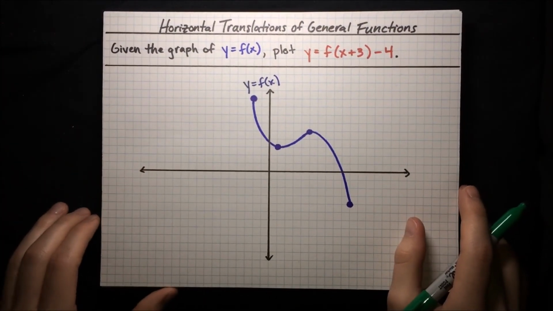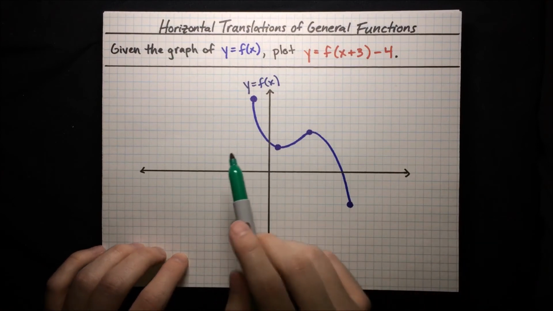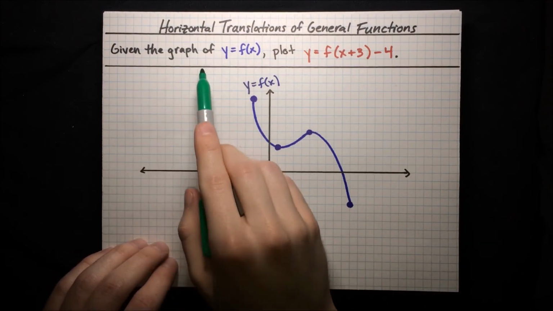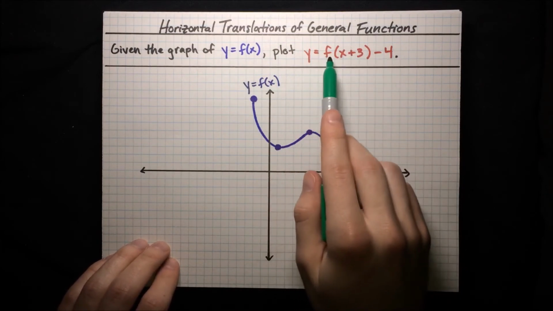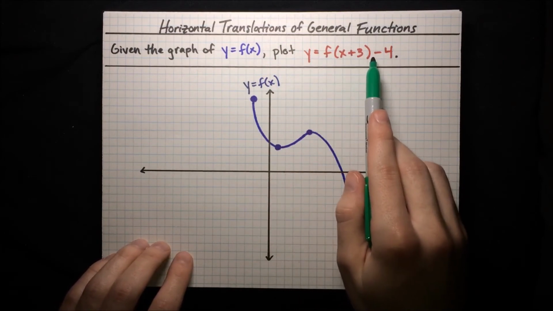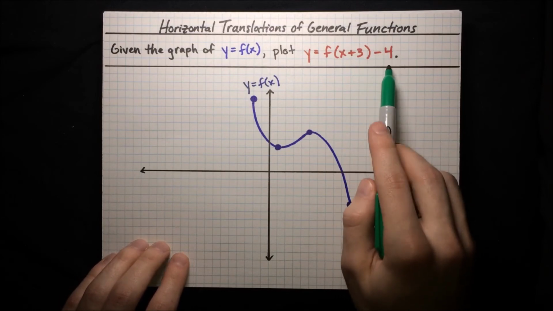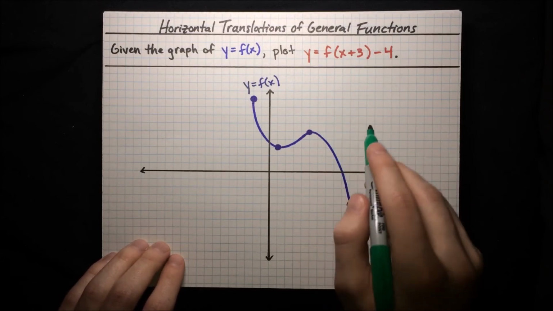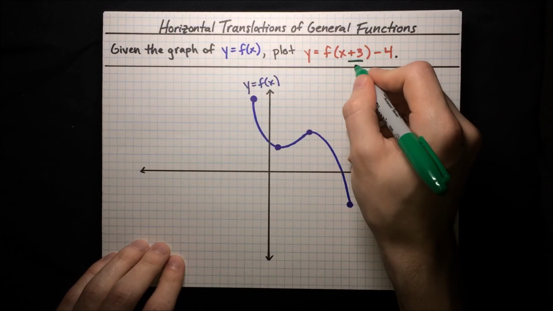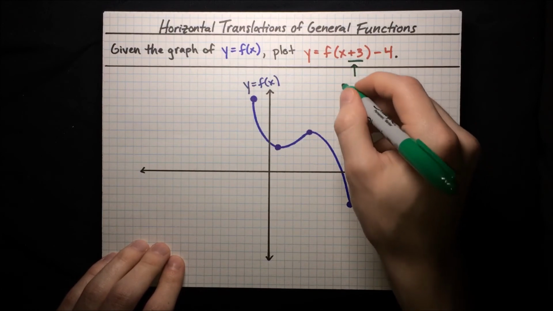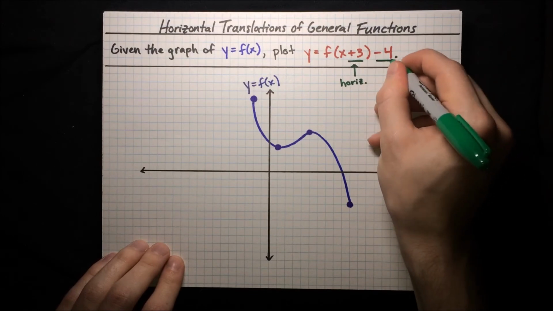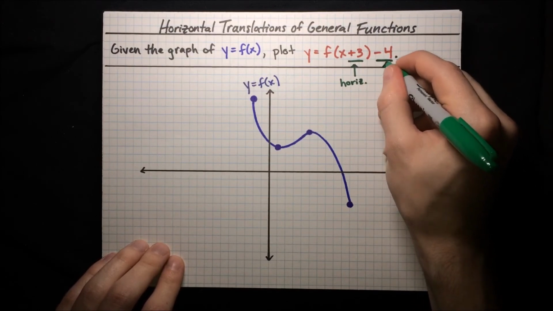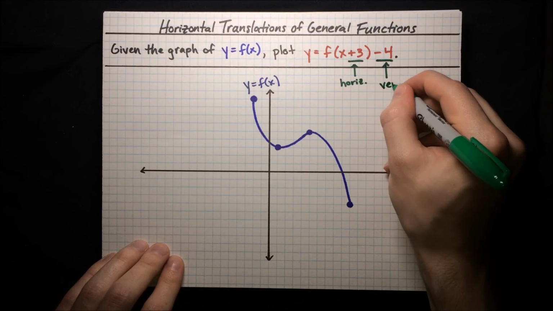Alright, so now that we know how horizontal translations work at a high level, let's use this graph of y equals f of x to plot this translated graph, y equals f of x plus 3, and also minus 4 at the end. So we've really got two translations here. We've got this plus 3, and that is a horizontal translation. And then this minus 4 at the end, that's a vertical translation.